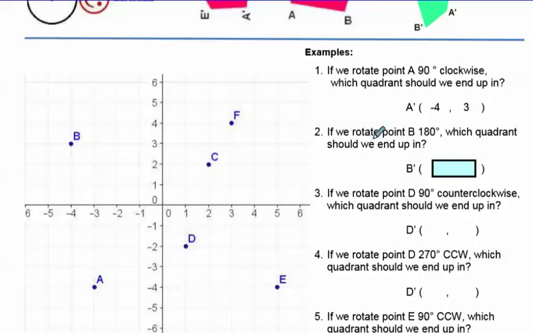So we want to rotate point B 180 degrees. Where should we end up? Well, 180 gets us halfway around no matter which way we go. So we're going to end up two quadrants away. We should end up in quadrant 4. So I'm going to go ahead and write that. Quadrant 4.